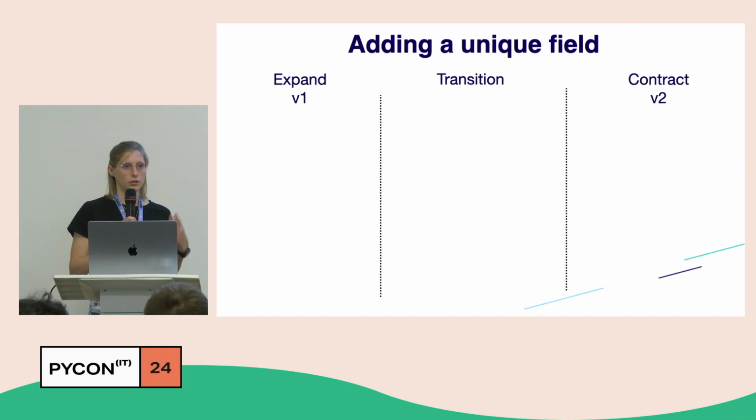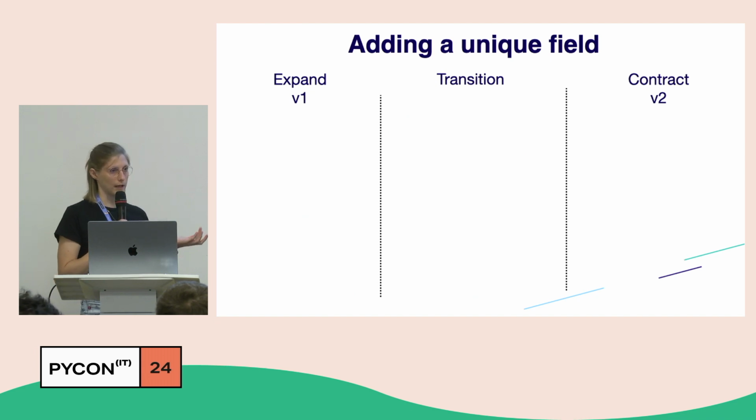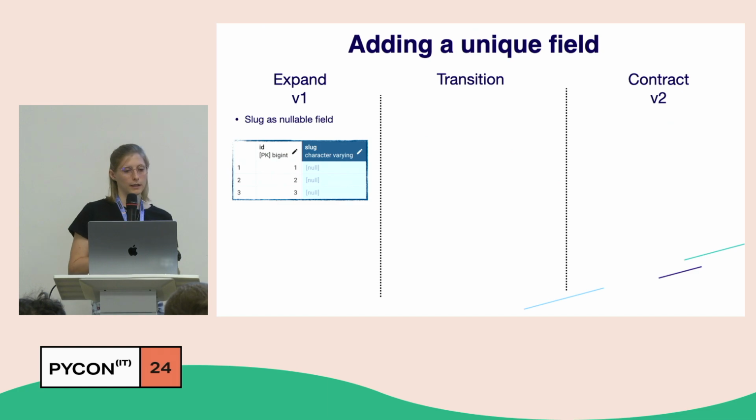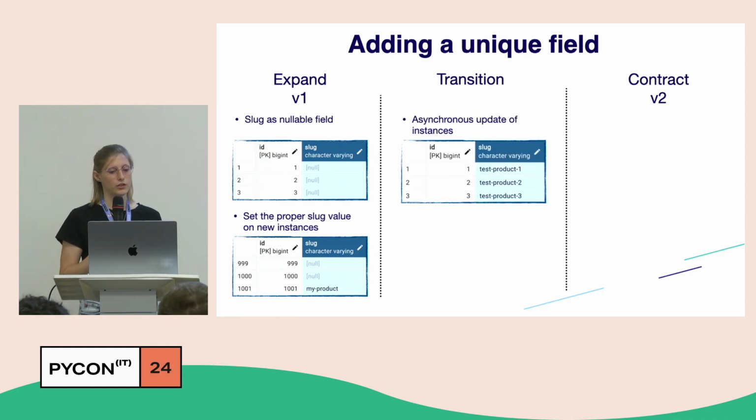So let's start with the solution for our first problem, which involves adding a unique slug field. Firstly, in the expand phase, we need to add a new nullable slug field. And also, we need to ensure that any newly created instances will have the proper value set on our new column. Then in the transition phase, we need to fill existing instances with the proper slug values.